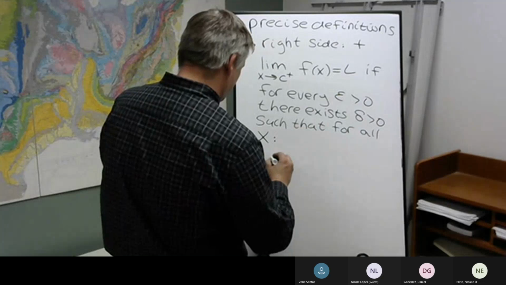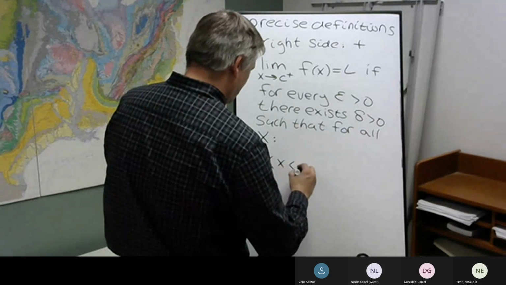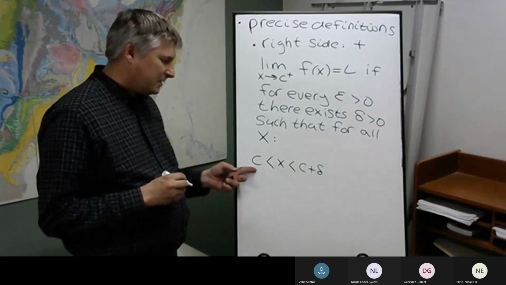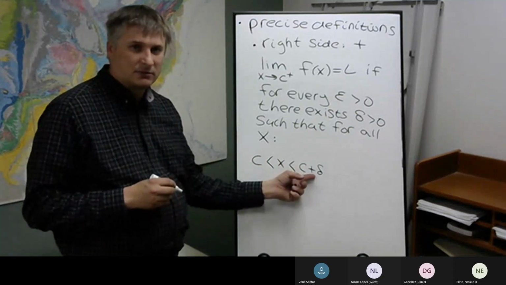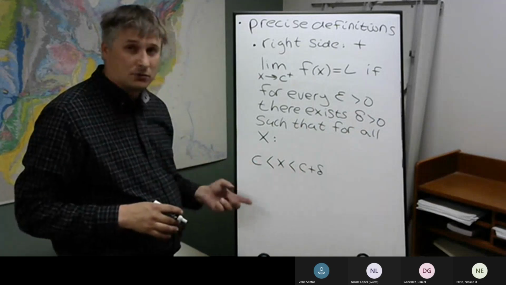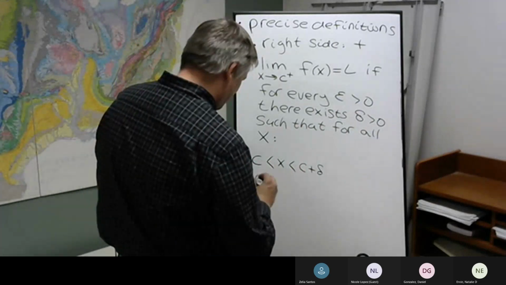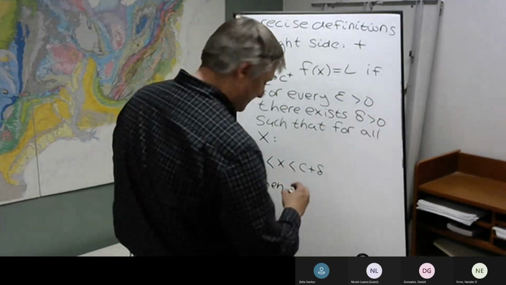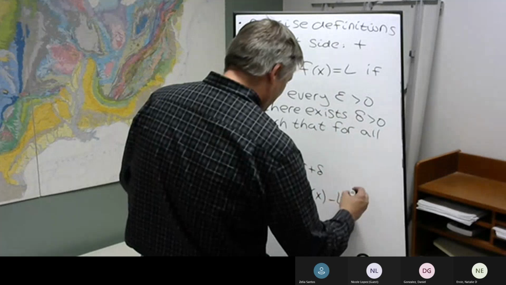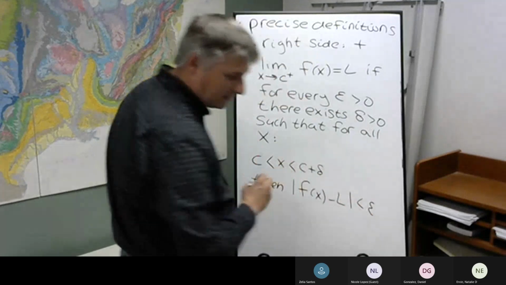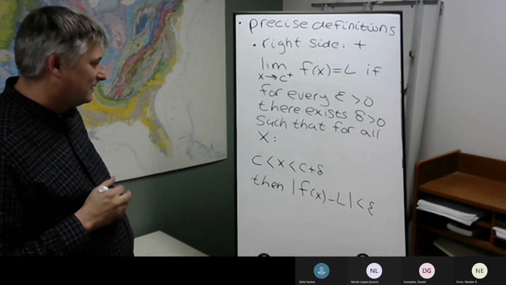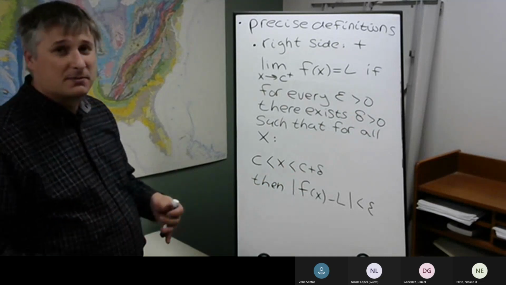So here's c, here's c plus delta. So this is a number bigger than c. It's to the right of c. x is between these two numbers. Then the difference of f of x to L is less than epsilon. Questions about that?